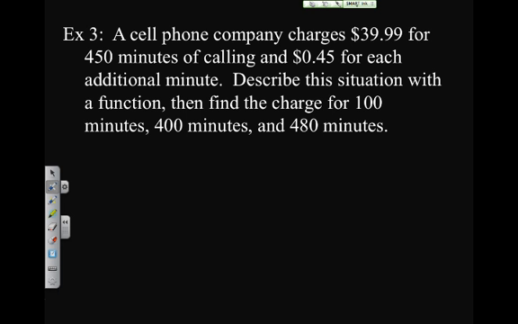As we look at this, this has to be a piecewise function. So let's write f of x, and let's see if we can describe this. Hopefully it seems pretty simple that the cost is going to equal $39.99 anytime you use an x value that is less than or equal to 450 minutes. Does that make sense? They're charging $39.99 for the first 450 minutes.